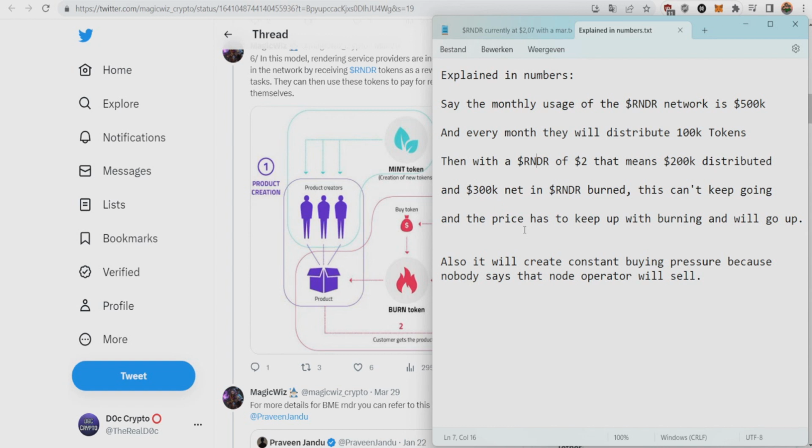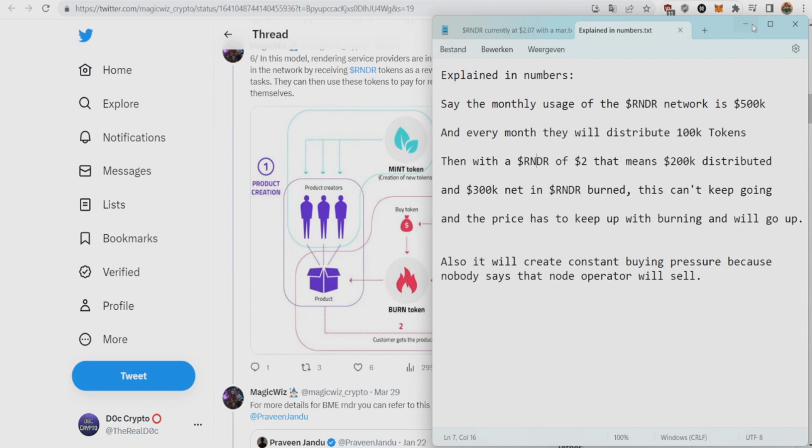Of course, the other way around, if there's way more tokens distributed than the usage, there will be more tokens in circulation and the price might go down. But again, it all matters if these operators sell. Even if the usage is less than the distributed amount, if operators don't sell, there's always constant buying pressure. So this is really, really huge.